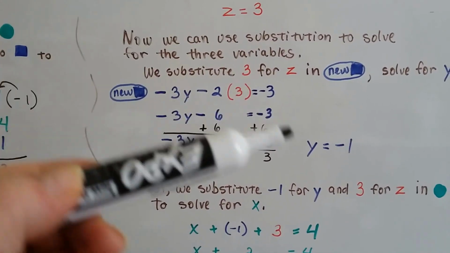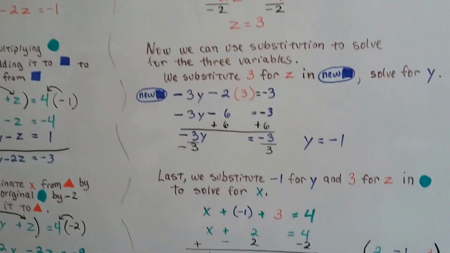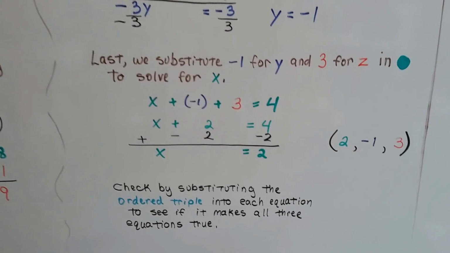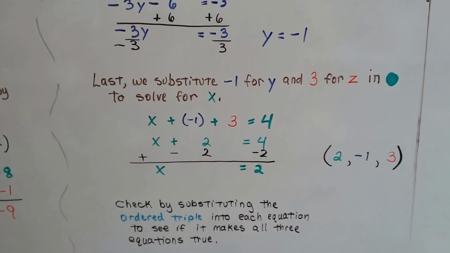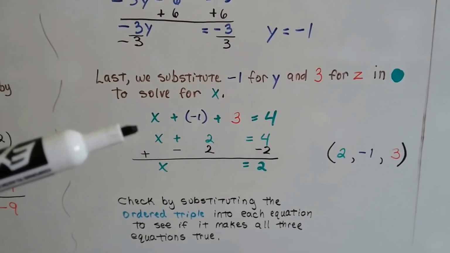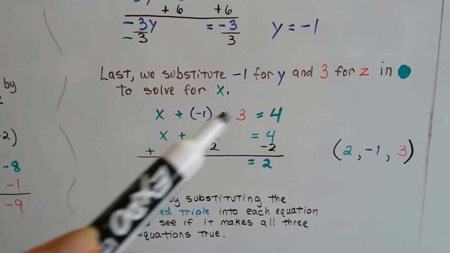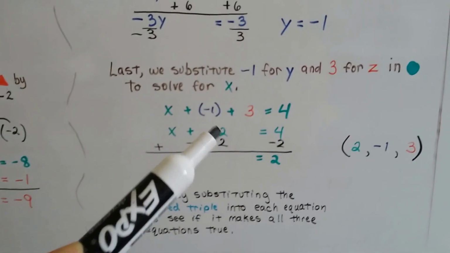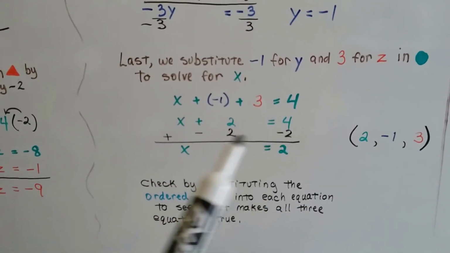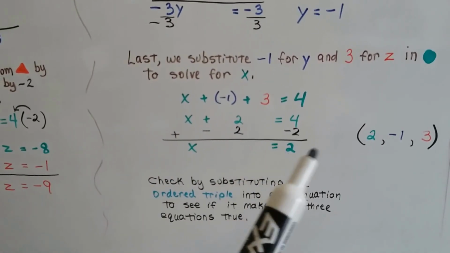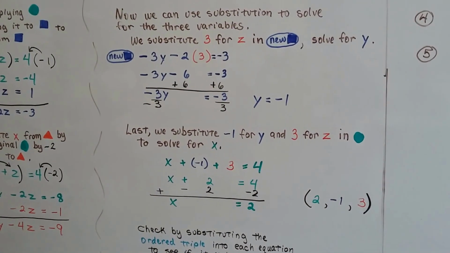Well, now we know what z is, and now we know what y is. We can plug that into the original green equation and solve for the green x. So we substitute the negative 1 for y and the 3 for z in our original green equation, and we get x plus 2 equals 4. We combine these. Negative 1 plus 3 is a positive 2, isn't it? So now we have x plus 2 equals 4. We can subtract 2 from each side of the equation with the addition property to isolate the x, and we get x equals 2. So now we know our ordered triple is 2, negative 1, and 3.